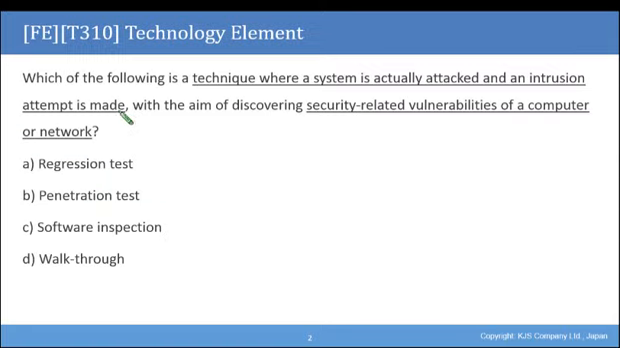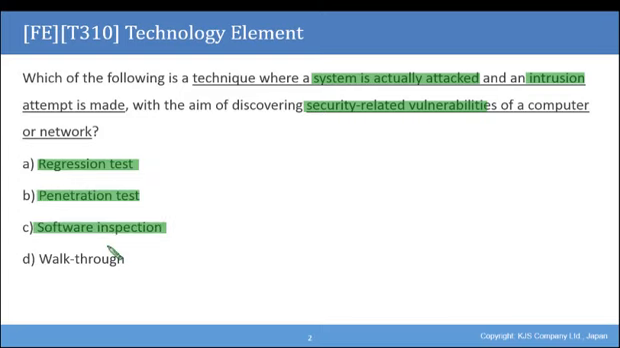FET310, Technology Element. Which of the following is a technique where a system is actually attacked and an intrusion attempt is made, with the aim of discovering security-related vulnerabilities of a computer or network? Is it A, a regression test, B, a penetration test, C, software inspection, or D, walkthrough?